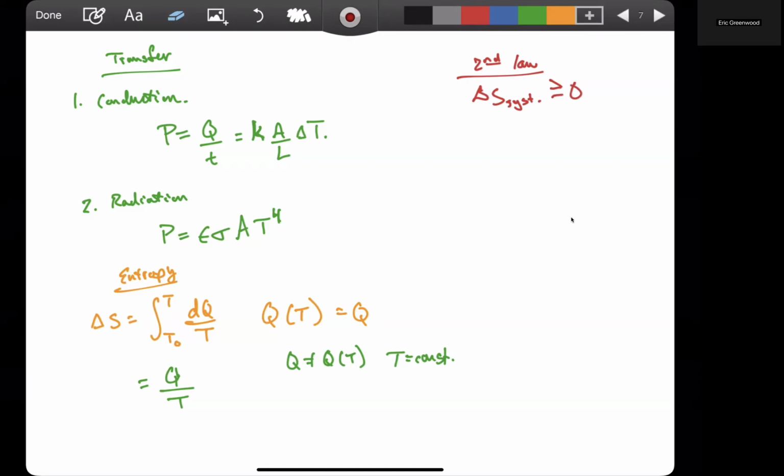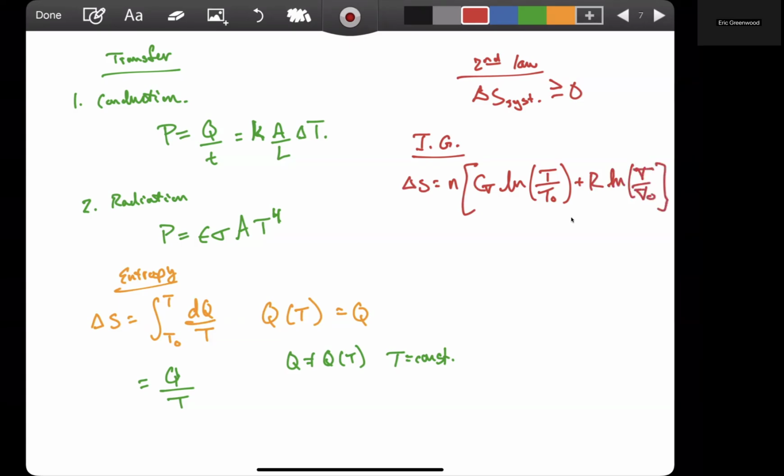Now, for an ideal gas, we derived the change in entropy. What we found was that for an ideal gas, the change in entropy is equal to the number of moles times the molar specific heat at constant volume times the natural log of the final temperature divided by the initial temperature, plus R, which is the universal gas constant, times the natural log of the final volume to the initial volume. So this is our change in entropy.